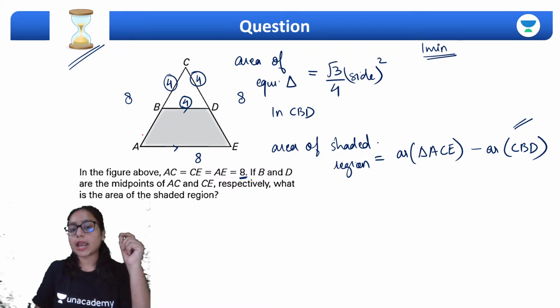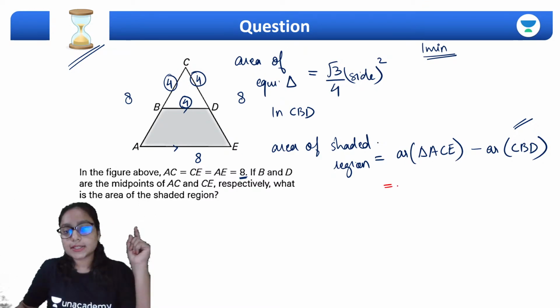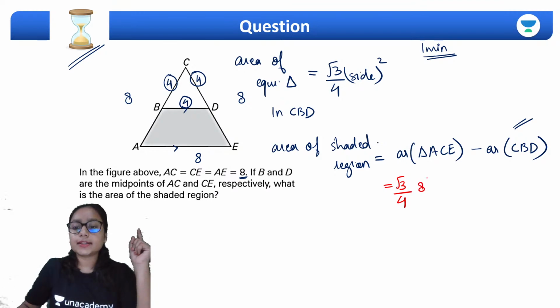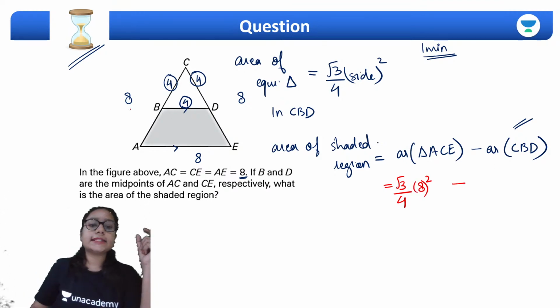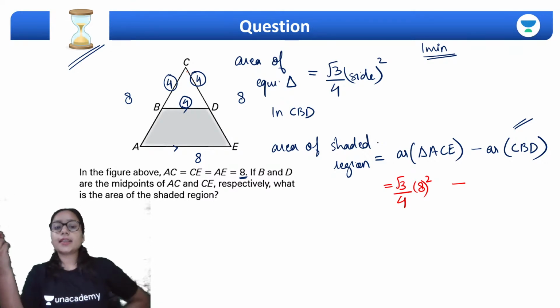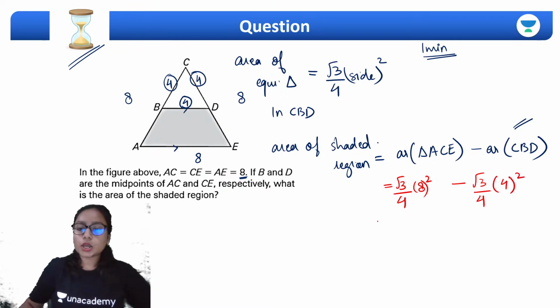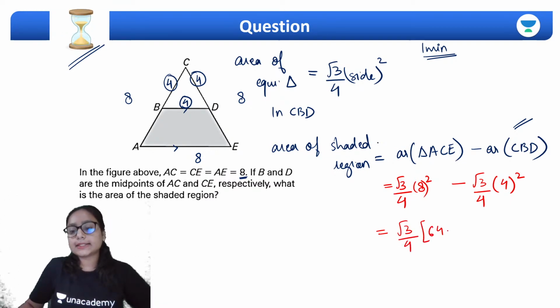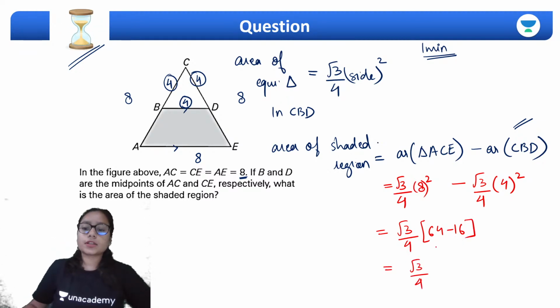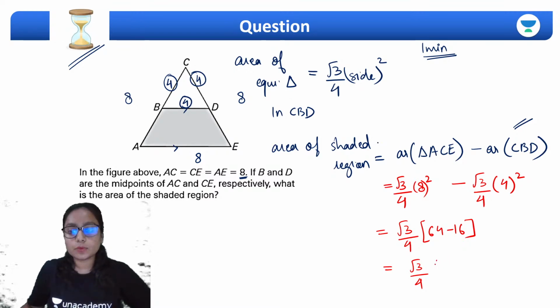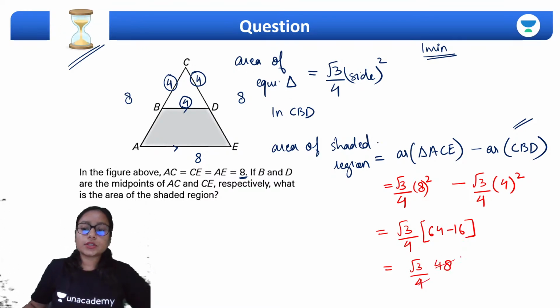This is an equilateral triangle with side 8 units, so this is what I get: root 3 by 4, 8 square, minus CBD. CBD is an equilateral triangle with side equal to 4 units, so this is again root 3 by 4 into 4 square. Solve this. What will you get? Root 3 by 4 you can take common. This will be 64 minus 16, which is 48. So the answer will be 12 root 3. Okay?